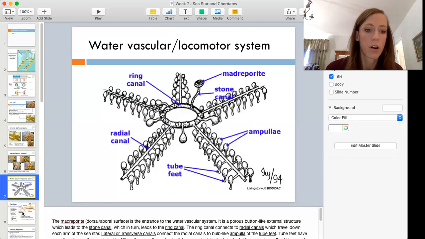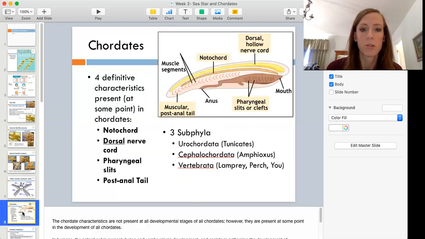Okay, all right, so now let's move on to our chordates. The sea star was an echinoderm, which is a deuterostome, but it is not a chordate. So now we're going to move into the chordates. There are 4 different characteristics that you should be aware of that are definitive of chordates: the notochord, the dorsal nerve cord, pharyngeal gill slits, and the postanal tail.